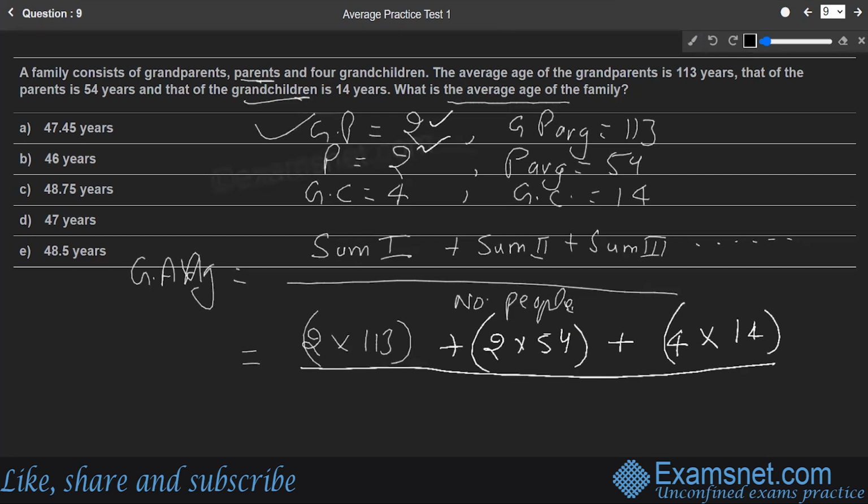So 2 plus 2, 4 plus 4, 8. 8 people are there. So we are just supposed to solve this mathematical expression. Let us do it. This is going to be 226. This is going to be 108. Last one is going to be 56 divided by 8. This is what we are supposed to do.